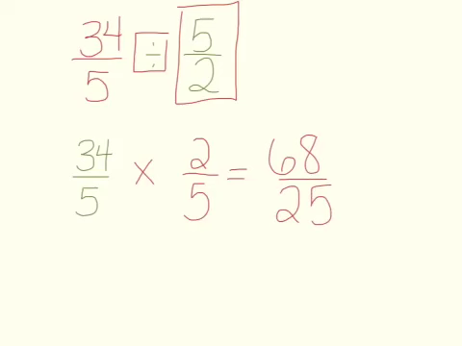Now we're not done yet because 68 over 25 is an improper fraction. That means we have a number that is represented as a fraction, but it's greater than 1 because the numerator is larger than the denominator.